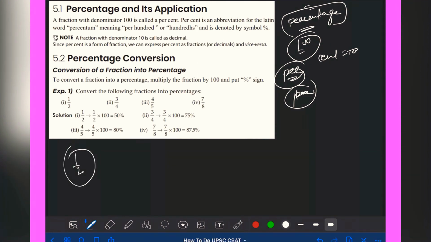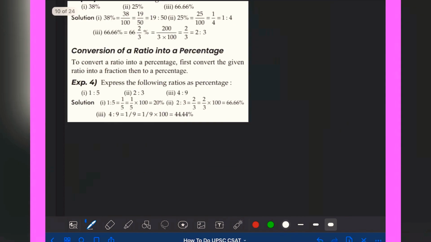There are a few things like 1 by 2 is 50%, then 3 by 4 is 75%, like this. You know these things. You know what we are doing. I'm just telling you that's how these small things can be used to solve the problem.